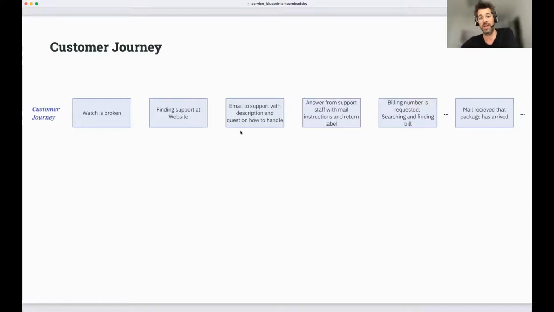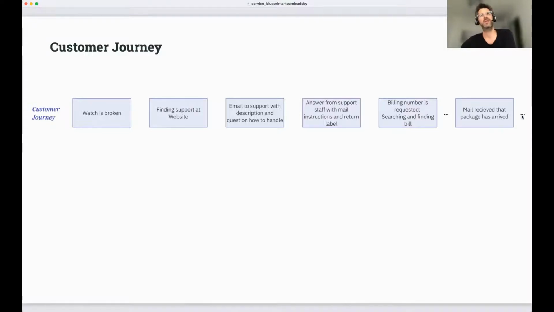I found out I should email them. So I emailed the support with a description. My watch wasn't working anymore, and the question was, how do we handle that? So I got an answer from the support staff with instructions and a return label. Also on the return label, they asked me for the billing number. So I started to search and find the bill. Then some stuff happened, and then I got a mail that the package was received at the repair station.